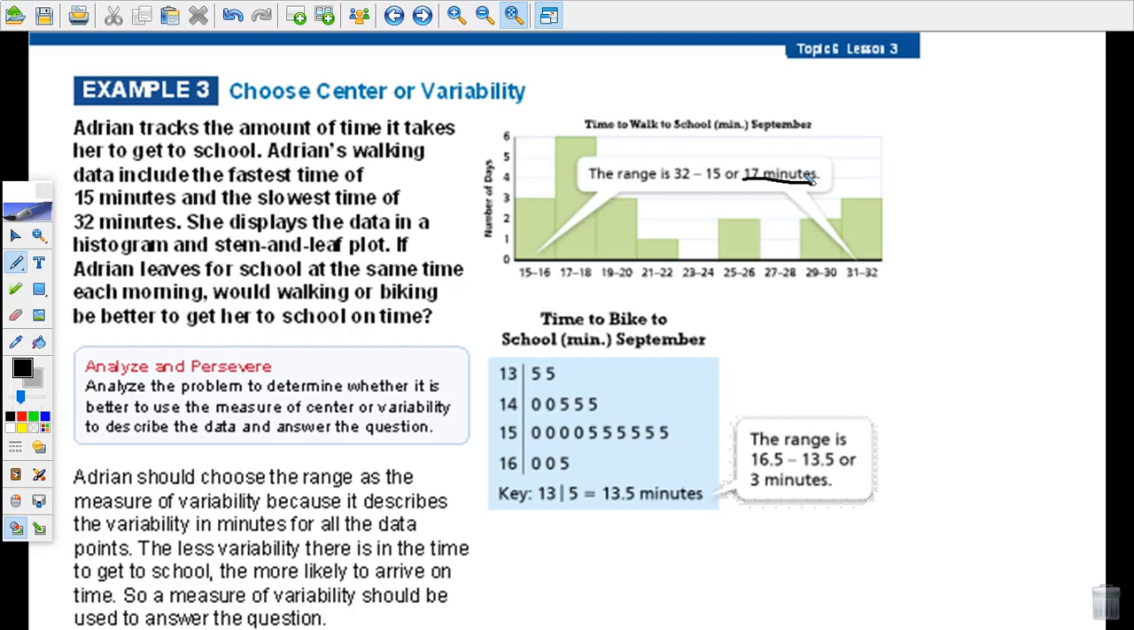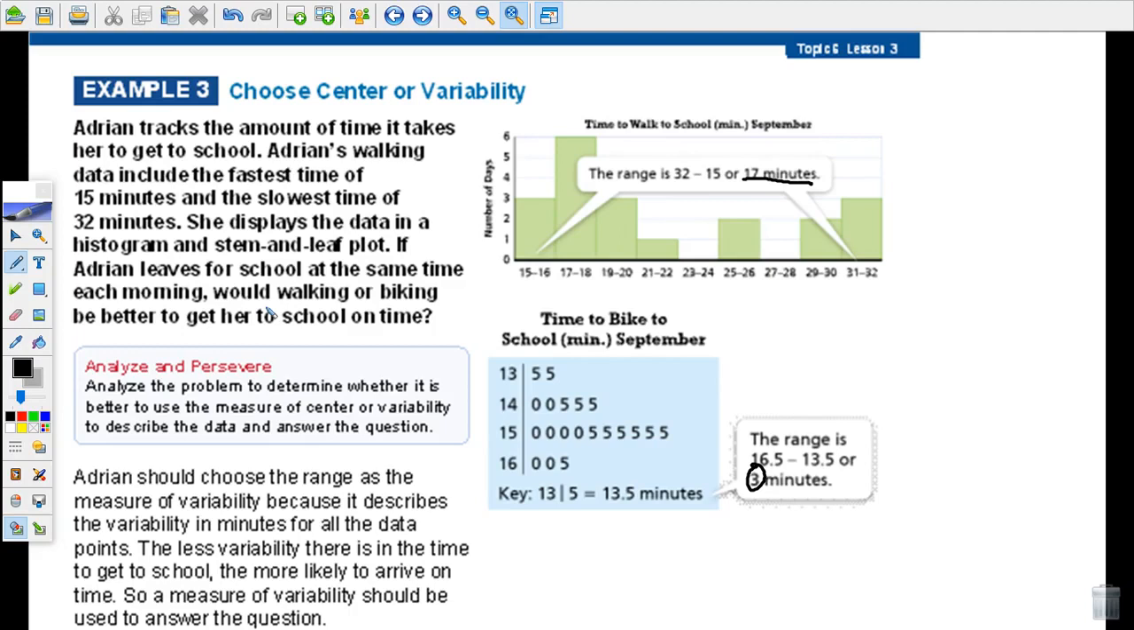So if we did the range for biking, it would only be 3 minutes. Okay, that is not a lot of variability. Okay, that is pretty much the same thing every time. If you were walking to school, some days you'll walk faster, so you know what time to leave your house. But then some days you'll walk slower or you'll be hurt or you'll walk with a hobble or something like that.